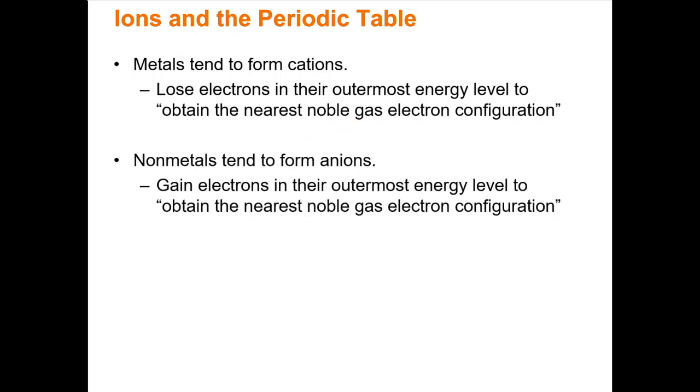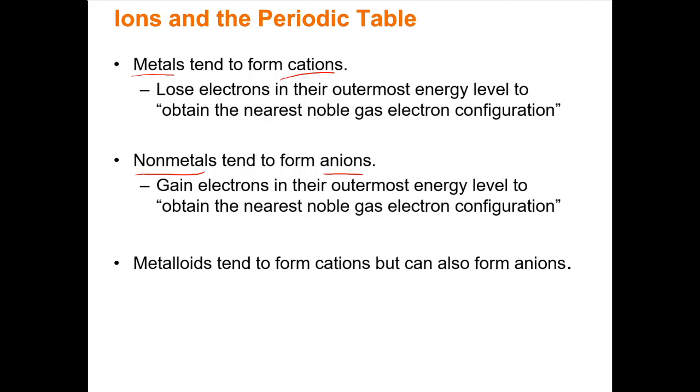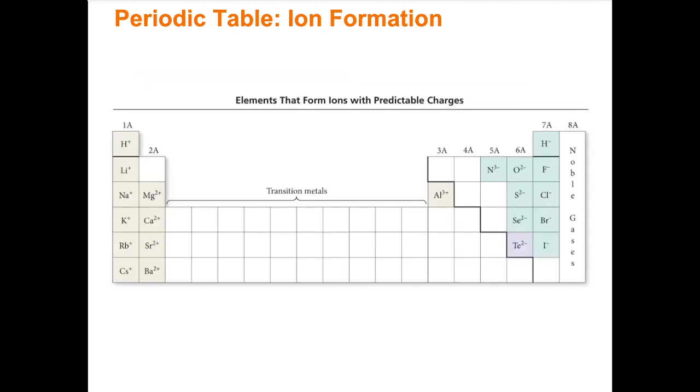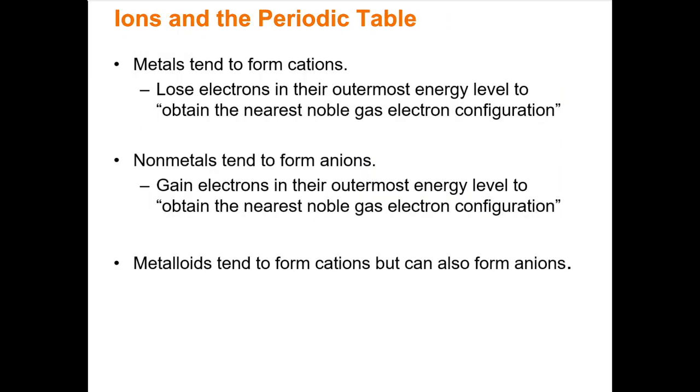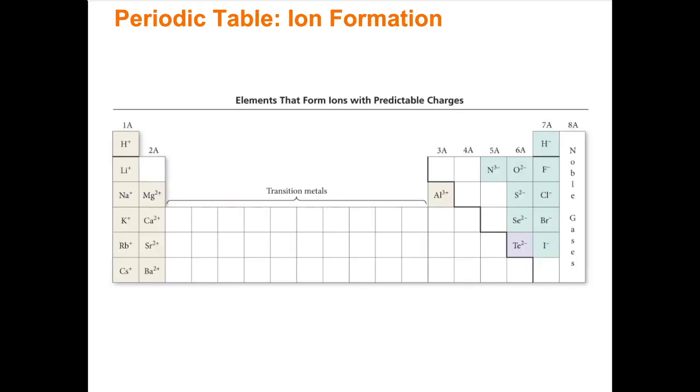Okay, so metals tend to form cations. Nonmetals tend to form anions. So they tend to gain electrons in their outermost energy level, again, to obtain the nearest noble gas electron configuration. So they want to gain electrons to be more like a noble gas, and I'll show you what I mean in just a moment with the periodic table. Metalloids tend to form cations but can also form anions, so they're kind of a toss-up there. So that's our basic idea: nonmetals tend to form anions, metals tend to form cations.